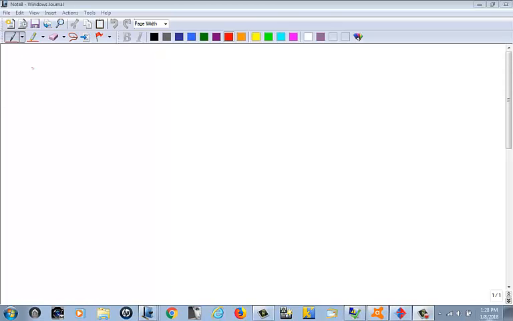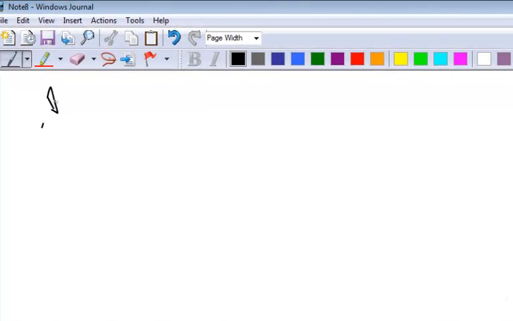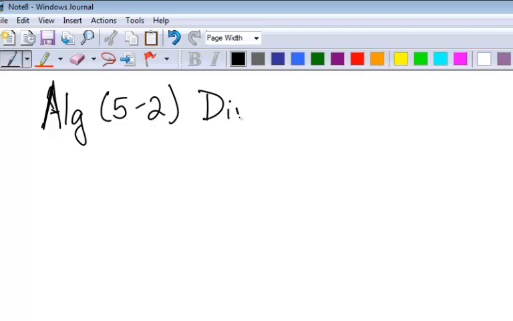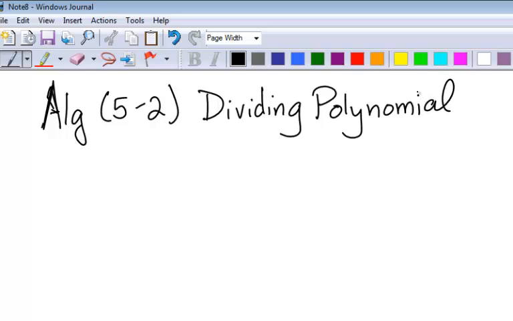Okay, this is for section 5.2, and it's on dividing polynomials. We've already divided monomials. Now we're going to divide polynomials. Remember, the prefix poly means many. So poly, many terms.